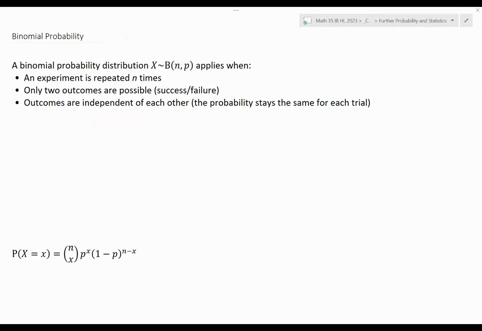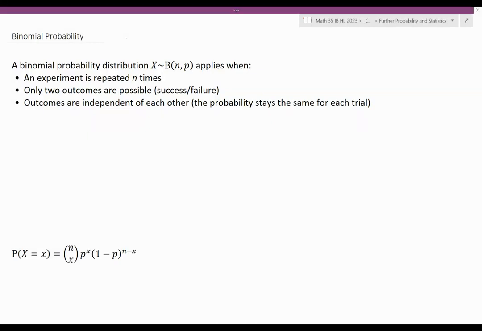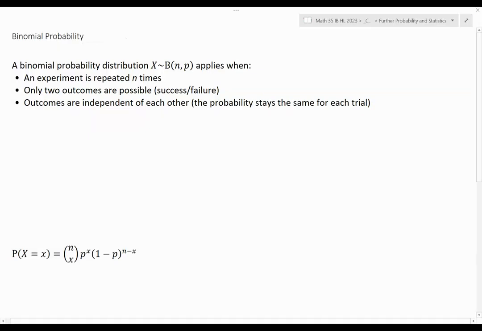This applies when we have an experiment repeated n times. Only two outcomes are possible, success or failure, and we consider p as the probability of success. These don't have to be equally likely outcomes, and I can have an experiment in which multiple outcomes are possible, but they are grouped into two categories, success or failure.